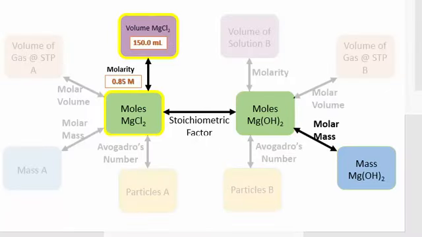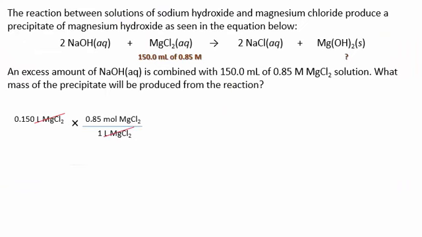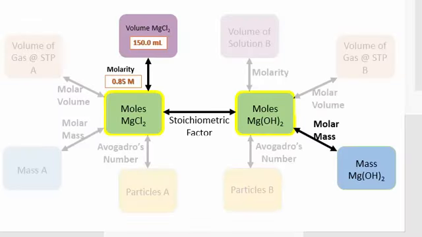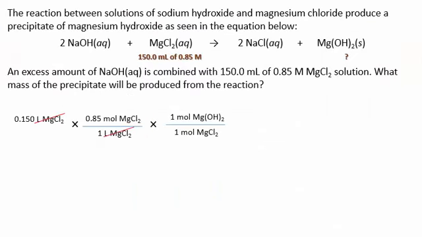Our first step will be to convert from volume and concentration of magnesium chloride to moles of magnesium chloride. Setting up the dimensional analysis, we multiply the volume by the concentration in moles over liters, leaving us with moles of magnesium chloride. Next, we will use the stoichiometric factor to convert from moles of magnesium chloride to moles of magnesium hydroxide. The stoichiometric factor from the balanced equation is that 1 mole of magnesium chloride will produce 1 mole of magnesium hydroxide.